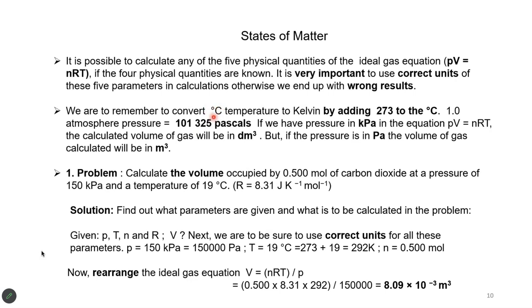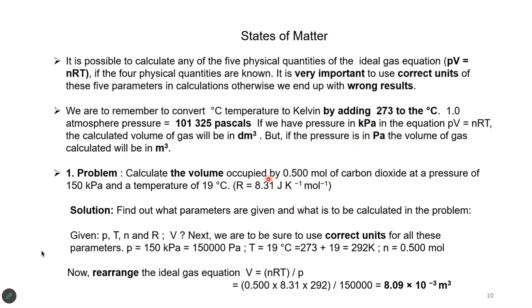Remember that we often get temperature in Celsius. We have to make it in Kelvin. So 273 plus the Celsius temperature, we convert it to Kelvin. Similarly, 1 atmosphere is equal to 101,325 pascals. We have to convert pressure to pascals, but in many problems we see that it is given in kilopascals. So that's what we have to remember.